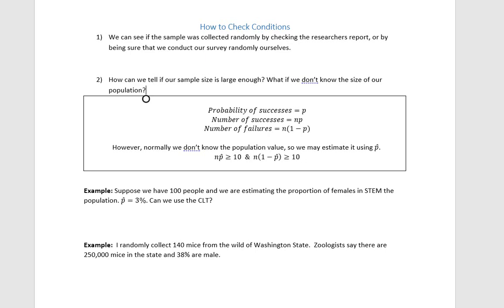Okay, so we can tell our sample size is going to be large enough by looking at how many successes we're expecting. Okay, and after we look at the percentage of successes we're expecting, we're going to take that and multiply it by the size of our sample. That's going to give us the number of successes. Then we're going to look at the number of failures and multiply that by the size of our sample. Now we want those to both be greater than or equal to 10 at least. Now if we don't know the population value, so we don't know the p that we're looking for, we can just estimate that using p hat.